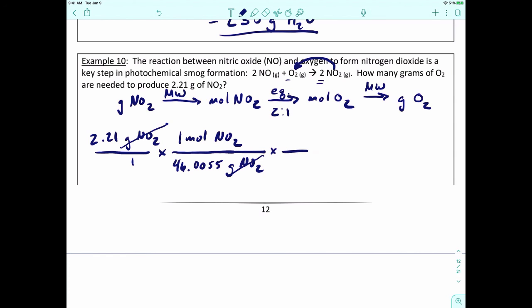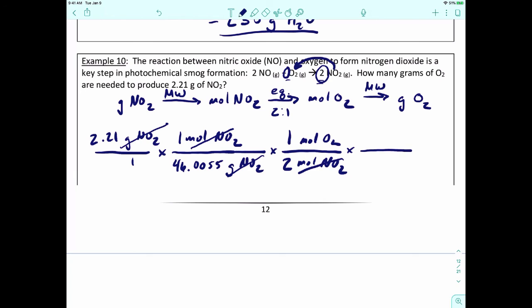We need to convert from moles of NO2 to moles of oxygen. So we're going to use the equation for this. I'm going to say moles of oxygen on the top, moles of NO2 on the bottom, so that way the moles of NO2 cancel out. According to the chemical equation, you've got 2 moles of NO2 to 1 mole of O2, so I'm going to write 1 over 2: 1 mole of O2 over 2 moles of NO2.